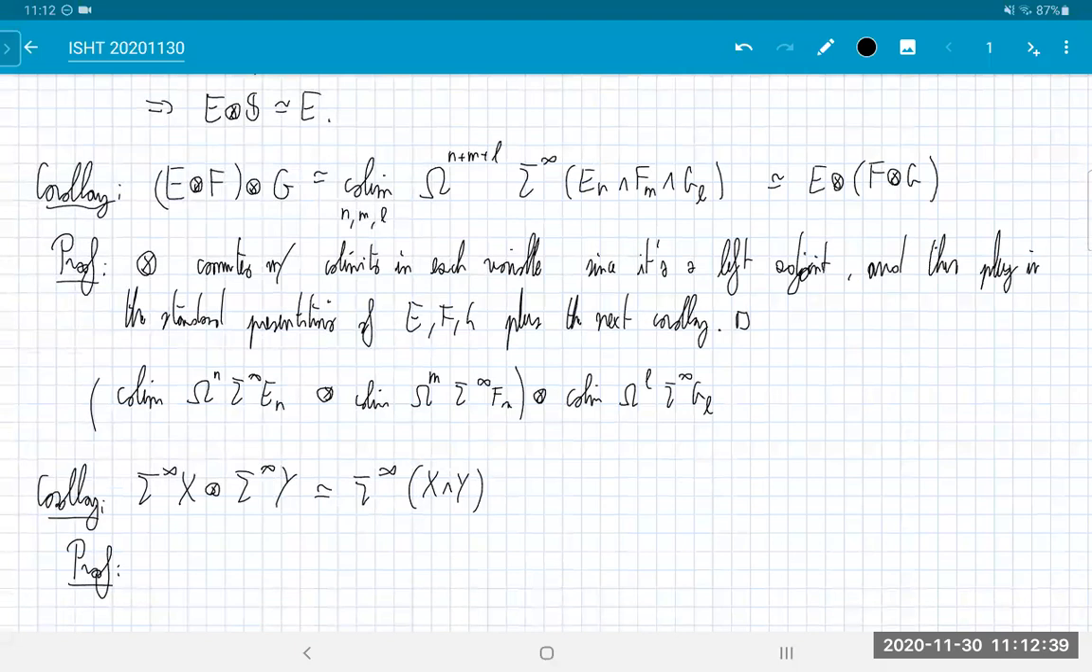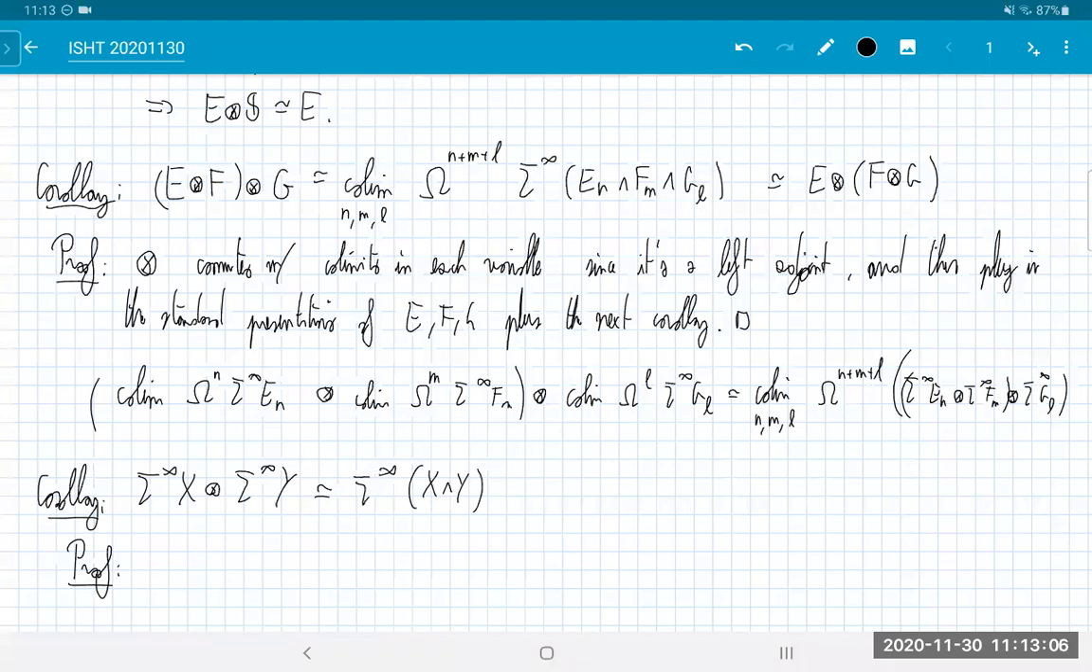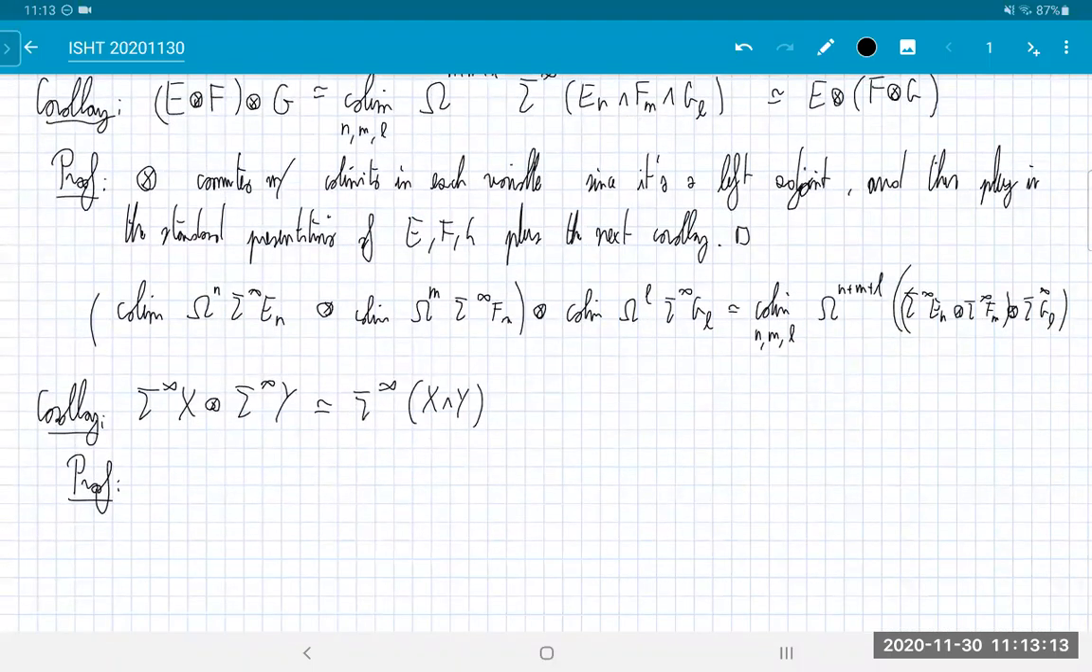their inverse equivalences, so you can pull it all out and you get the colimit over N, M, L of Ω^(N+M+L) of Σ^∞ E_N tensor Σ^∞ F_M tensor Σ^∞ G_L. And then you apply the next corollary and the associativity for the smash product. And there's actually a tiny bit of care you need to pay attention to about the bounding morphisms of this colimit, but everything works out. I'm just mentioning it because someone might be surprised, but everything works out.